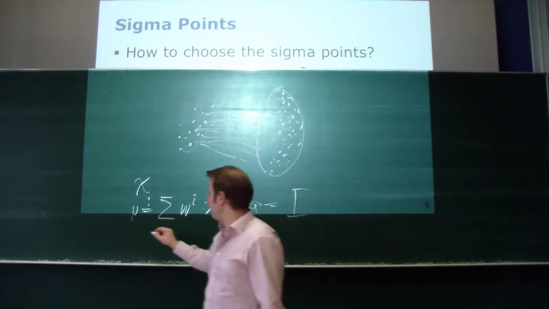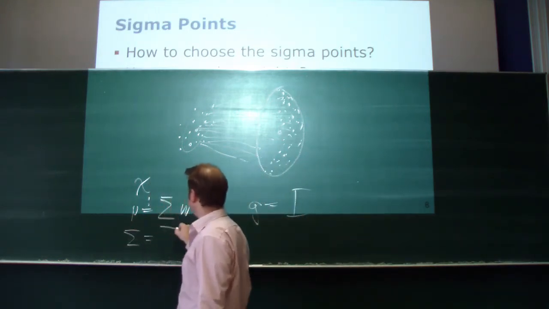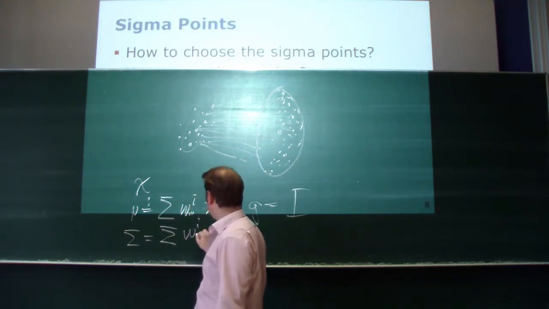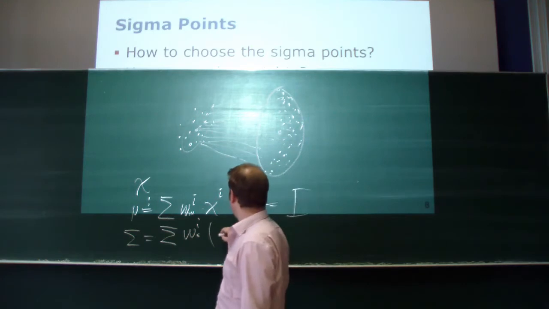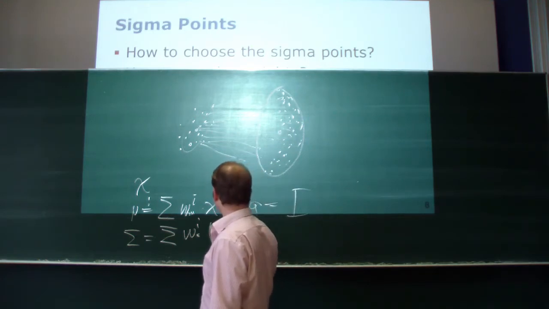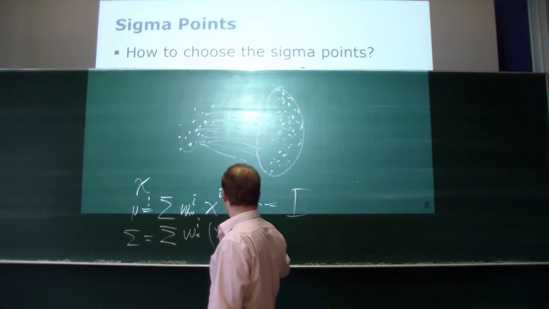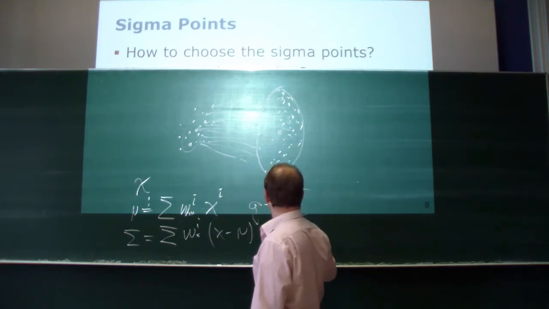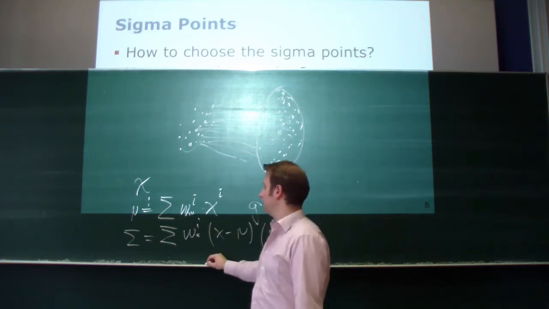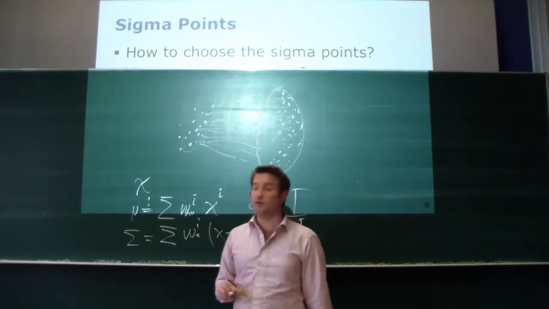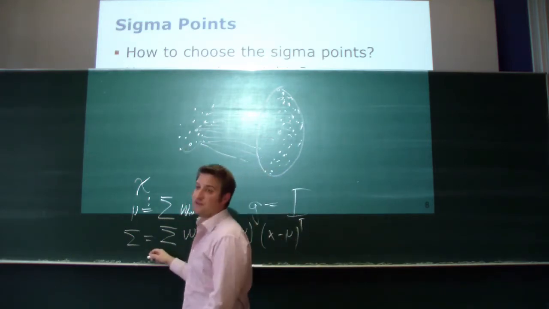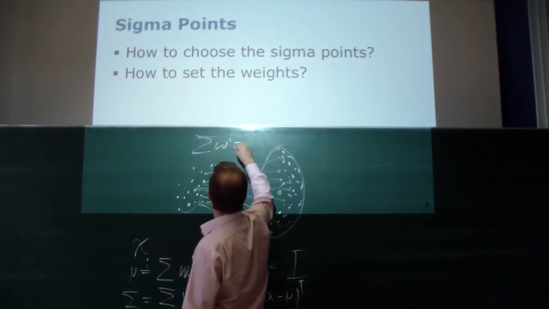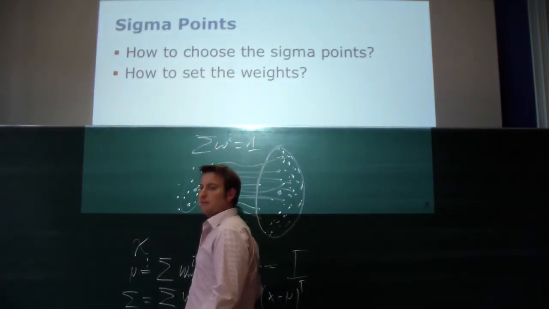Okay. And we want to have exactly the same for the covariance. So the same holds for the covariance. We have all of those sum weights, let's say mean weights and covariance weights, they don't necessarily need to be the same. And then I have the sigma point minus the mean, times the sigma point minus the mean transposed. And something else I need to achieve is that the sum over the weights needs to be 1. Right.